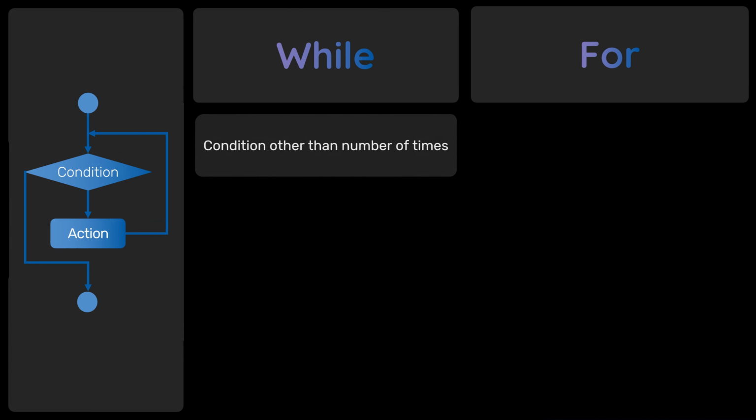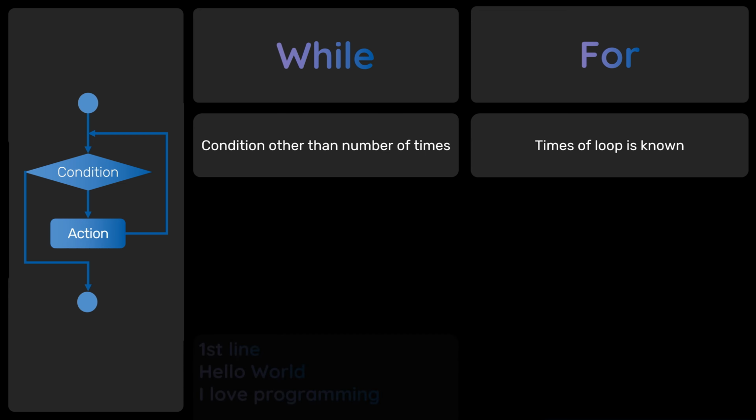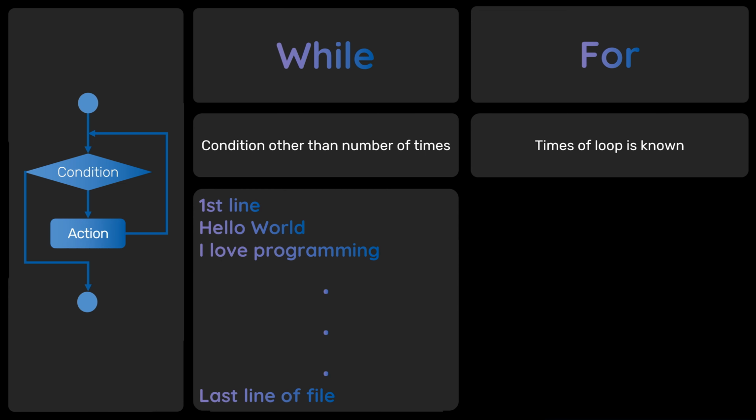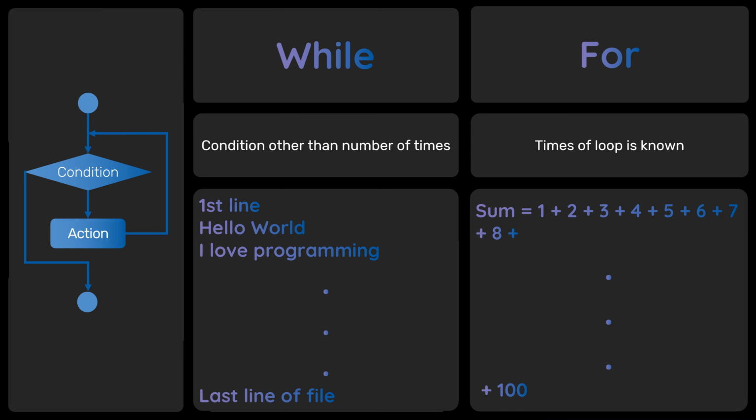The while loop is used for conditions other than number of times, and the for loop is used when the number of loops is known. Since we don't know the size of a file, the while loop is suitable for reading a file. If we want to calculate the sum of 1 to 100, we know that we're going to loop 100 times, so the for loop is more suitable for these situations.